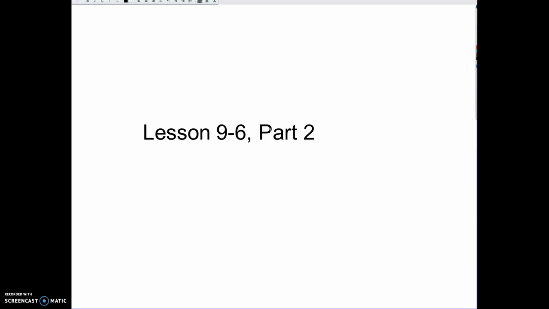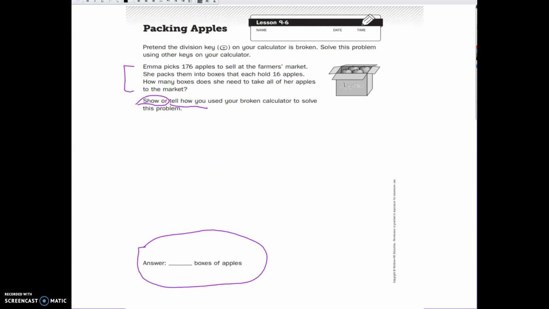You started this lesson yesterday, and this is a review of what you were working on when we left each other yesterday. You were going to work on figuring out how many boxes Emma would need to take to the farmer's market. If she packed 16 apples in each box, how many boxes is she going to need to take all of her apples to the market? And she had 176 apples. You could have used your calculator.